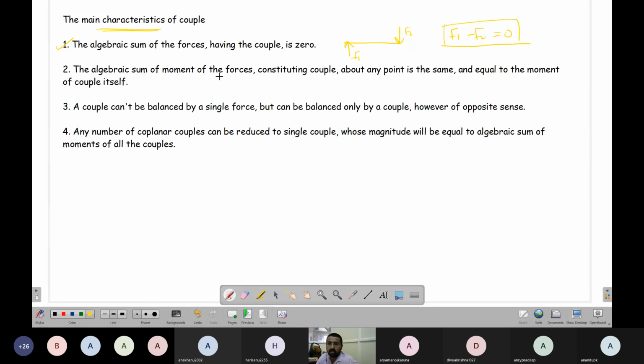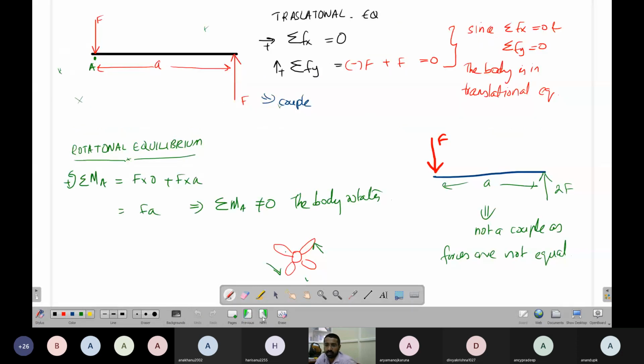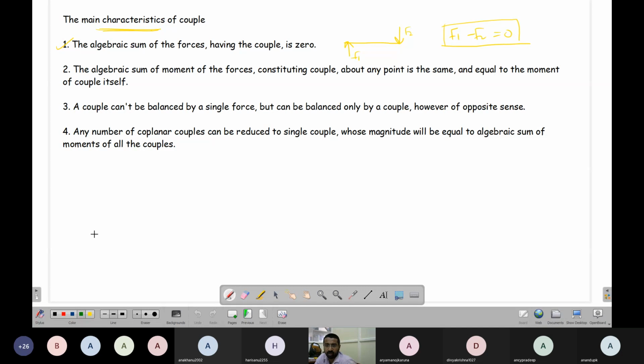Okay. The algebraic sum of moments of the forces constituting a couple about any point is the same and equal to the moment of the couple itself. For a couple, the moment of the forces about any point will be the same. So, point number 2, if I have to elaborate: this is my force F, this is my force F. If I find moment about this point, it is equal to F into 0 plus F into a, equal to Fa. Now what if I try to find moment about the center?